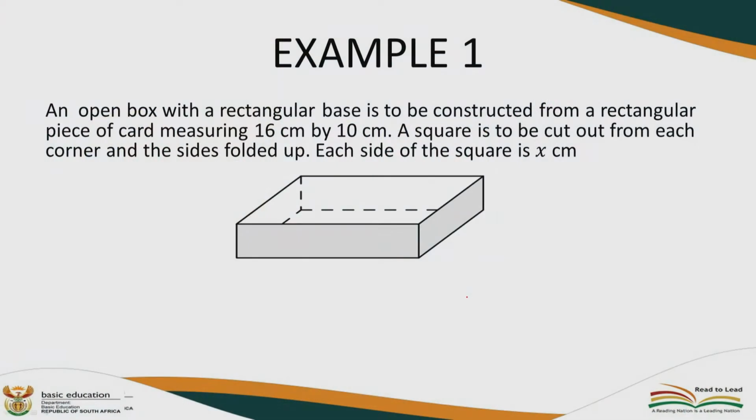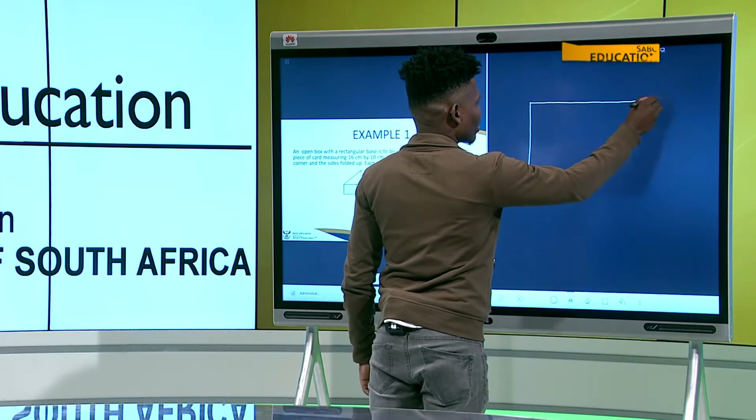So we are told that an open box with a rectangular base is to be constructed from a rectangular piece of card measuring 16 centimeters by 10 centimeters. A square is to be cut out from each corner and the sides folded up. Each side of the square is x centimeters. Now let us go through the information that we are given before we even start looking at what questions we are being asked. Now, we have to first do a model of what we are given.